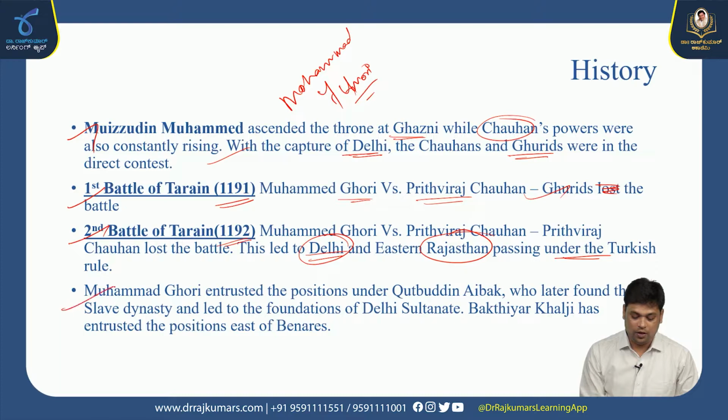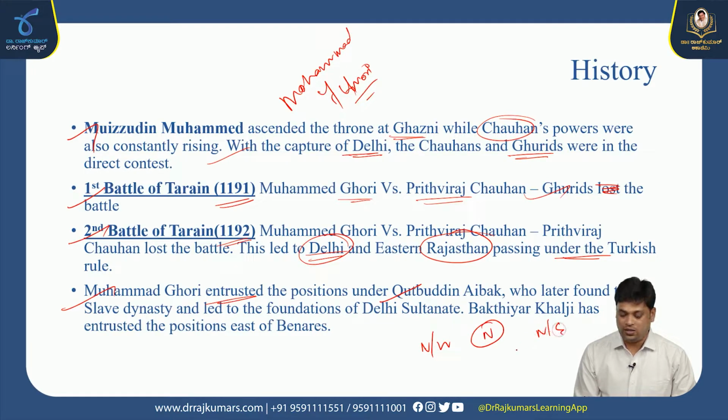Muhammad of Ghori entrusted the position to Qutbuddin Aibak. He appointed three governors in the Indian subcontinent: for the northwest, for the north, and for the northeast. For the northeast, Ikhtiaruddin Bakhtiyar Khilji. Remember this name. He is the person responsible for destroying Nalanda University. And Nasruddin Qabacha was appointed governor of the northwest province, and the north, that is Delhi, was under the control of Qutbuddin Aibak.